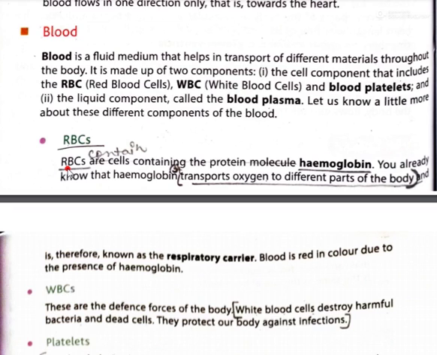RBC. RBCs are red blood cells. As the name indicates, red. So these are of red color, due to the presence of a red color pigment called hemoglobin. And this is basically a protein molecule. This hemoglobin gives the red color to the blood, and it also helps to transport oxygen to different parts of the body as it carries oxygen, and oxygen is our respiratory gas. So that's why hemoglobin is also known as respiratory carrier.